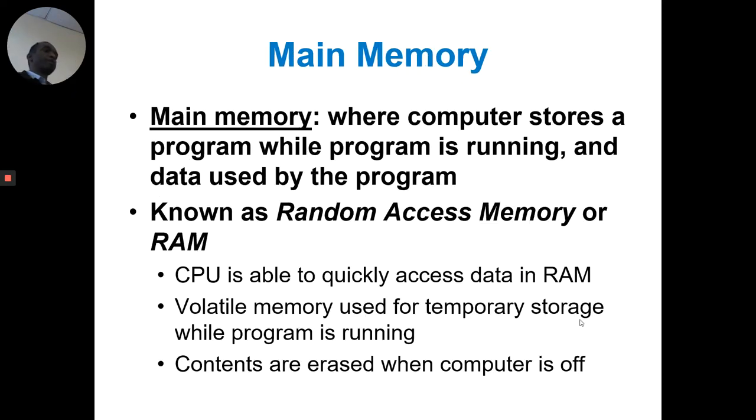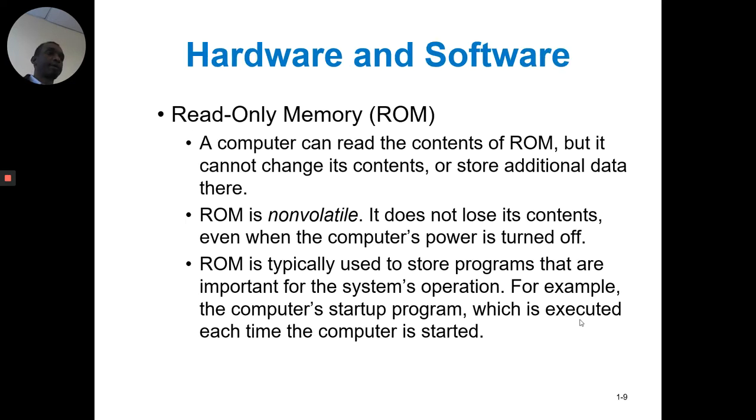The main memory is where the computer stores a program while the program is running, and the data used by the program. This is known as random access memory, or RAM. The RAM is very volatile, meaning that if you shut off the computer, everything will go away, while the secondary storage keeps it. Even if the computer goes bad and the hardware is still good, you can still access that information. The CPU is able to quickly access data in the RAM, volatile memory used for temporary storage while a program is running. Contents are erased from the memory when the computer is off, okay?